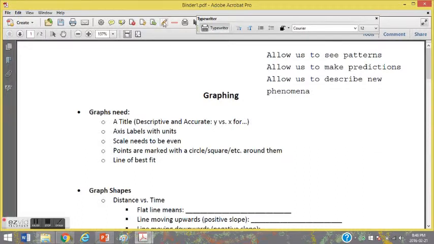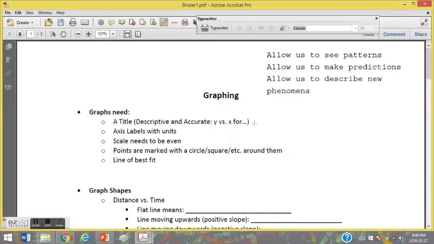Okay, so now graphs need to have a title. The title needs to be both descriptive and accurate. So it's going to say whatever is on the y-axis versus whatever is on the x-axis for whatever it's for. So if we're looking at distance and time, it would be distance, which will go on the y-axis, versus time for, and if it's a person running, distance versus time for a person running.